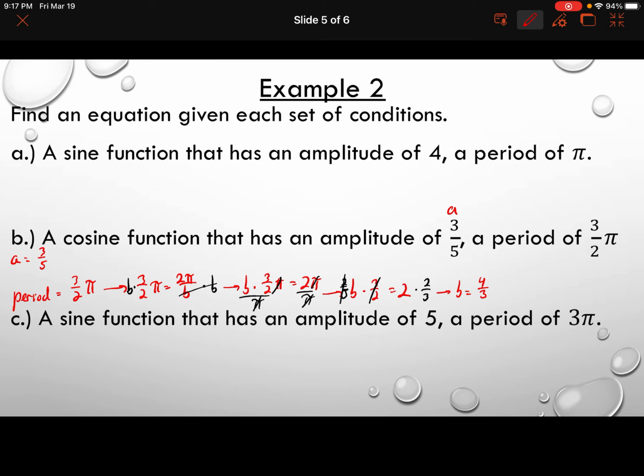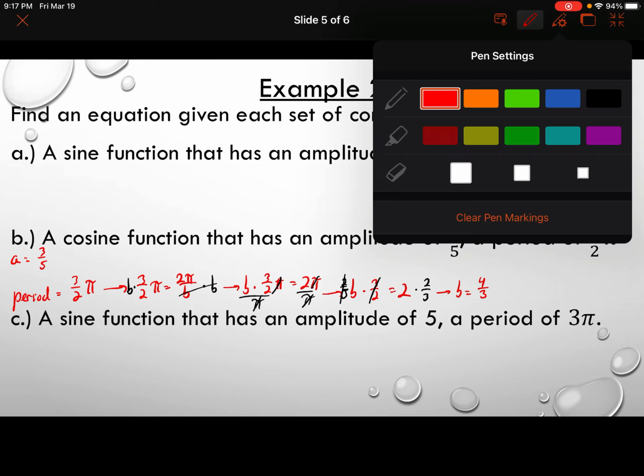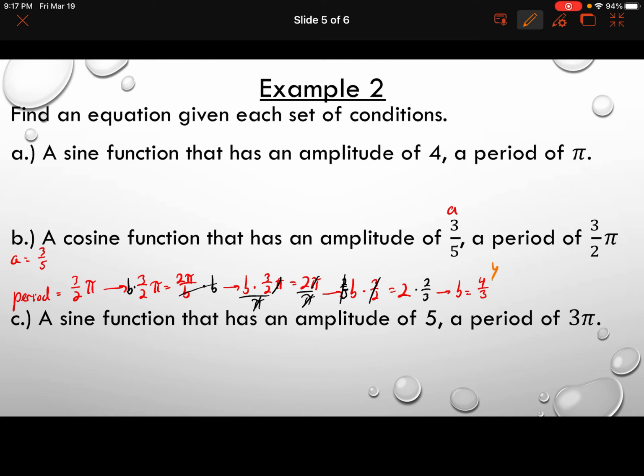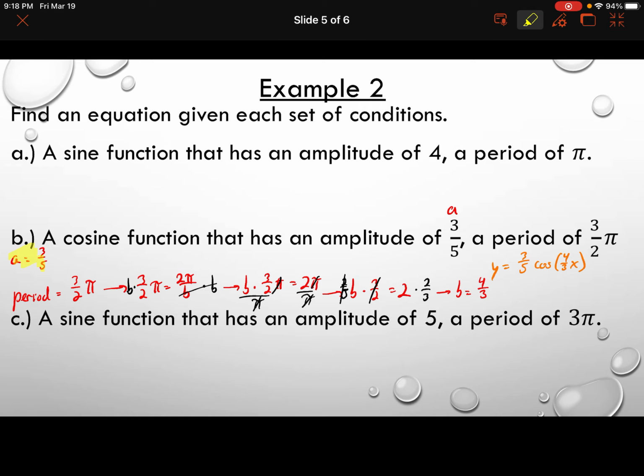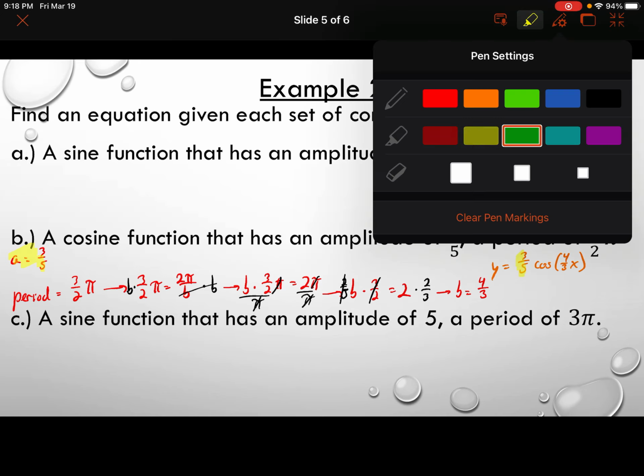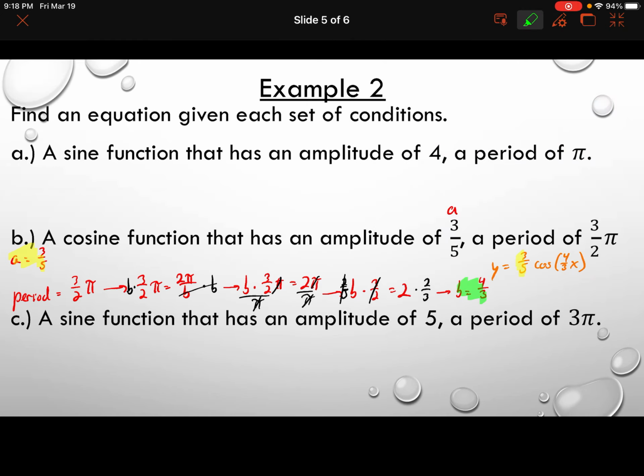We figured out our b value, we figured out our a value. Now we just have to write the equation. So y equals 3/5, because that's where the a value goes, cosine of 4/3 x, because that's where the b value goes. And that's it. That's all you have to do to figure out what the equation is.